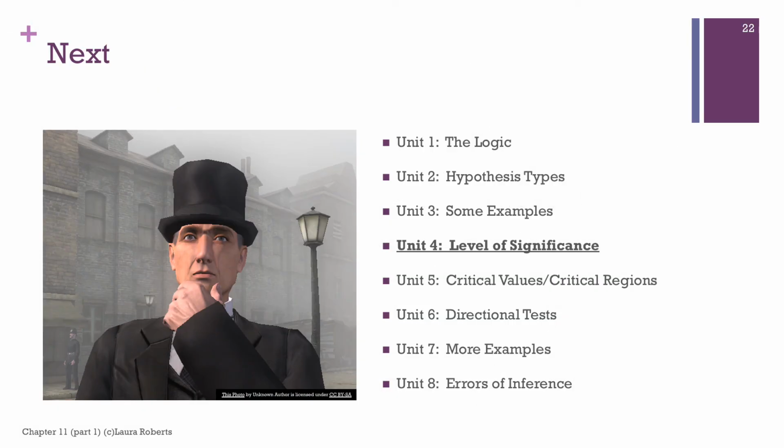So we've come to the end of Chapter 11, Unit 3. Our next unit is level of significance, and then we'll look at critical values, critical regions, directional tests, some more examples, and then errors of inference.